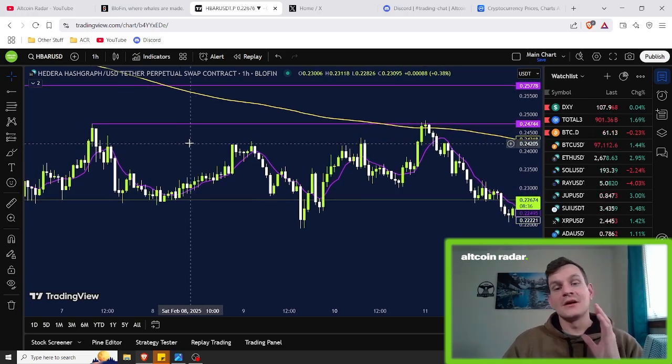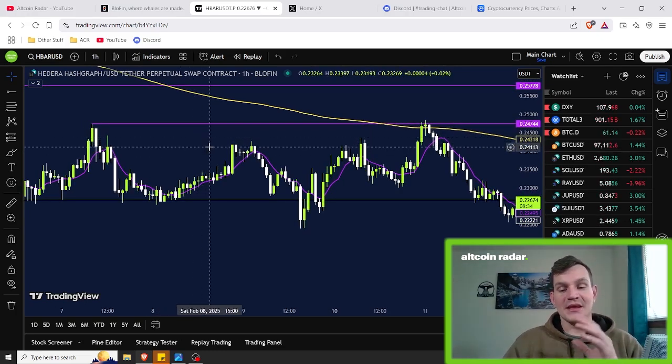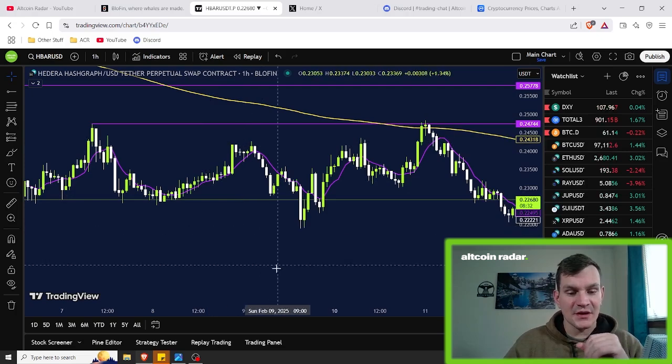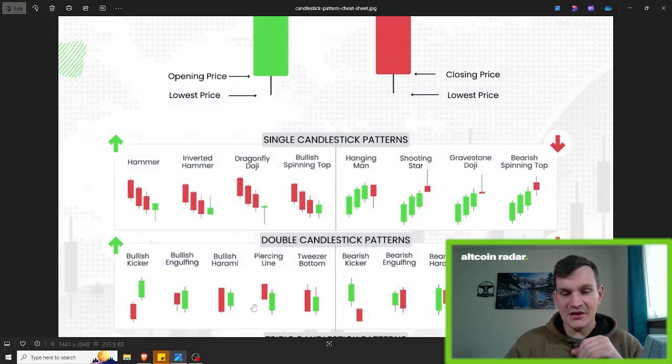Okay. Now, another thing that I look at here is bearish candlestick patterns. If we look at bearish candlestick patterns, this is my little cheat sheet that I've got right here, and these are pretty much the 4 most popular bearish candlestick patterns to look out for. You've got the hanging man candle right here, which happens at the top of an uptrend. You've got a shooting star candle here that usually happens at the top of an uptrend.